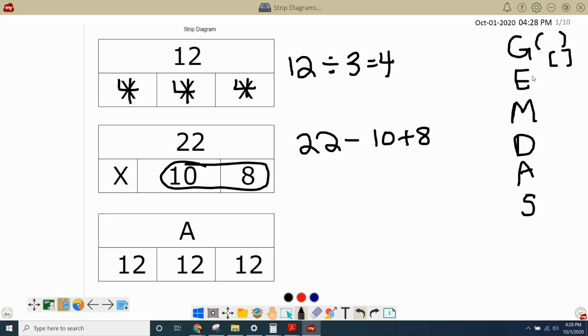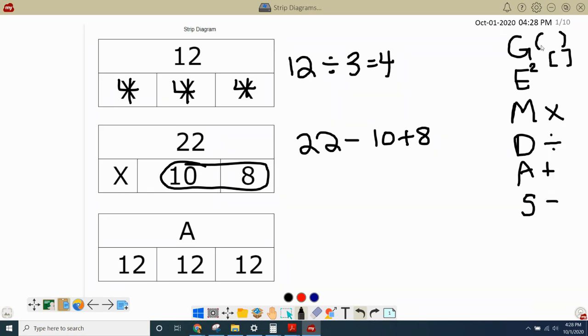Then E stands for exponent, which is a little bitty 2, which we don't do that much in 4th grade. We don't deal with an exponent in 4th grade, so we're going to kind of ignore the exponent one. These last 4 are very familiar to us. So again, the G was group, the E is exponents. We're not worried about that one. M, D, A, and S. These are all very familiar to us. The M stands for multiply, the D stands for divide, and the A stands for add, and the S stands for subtract.